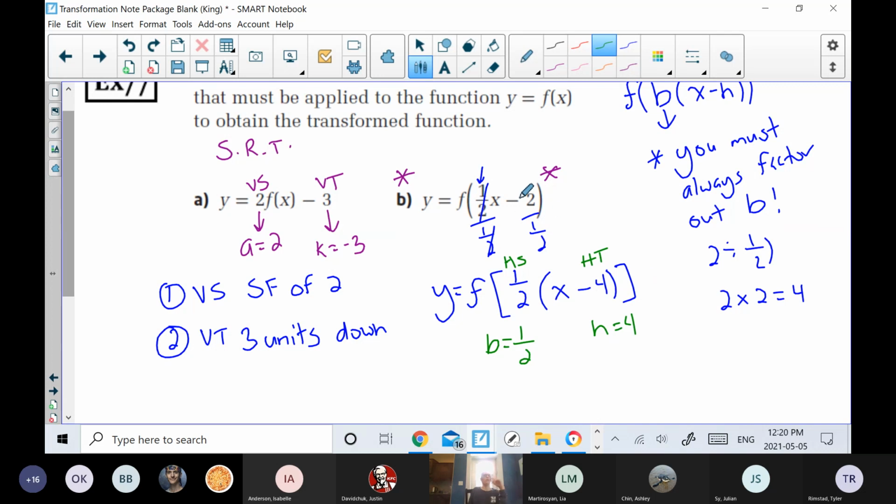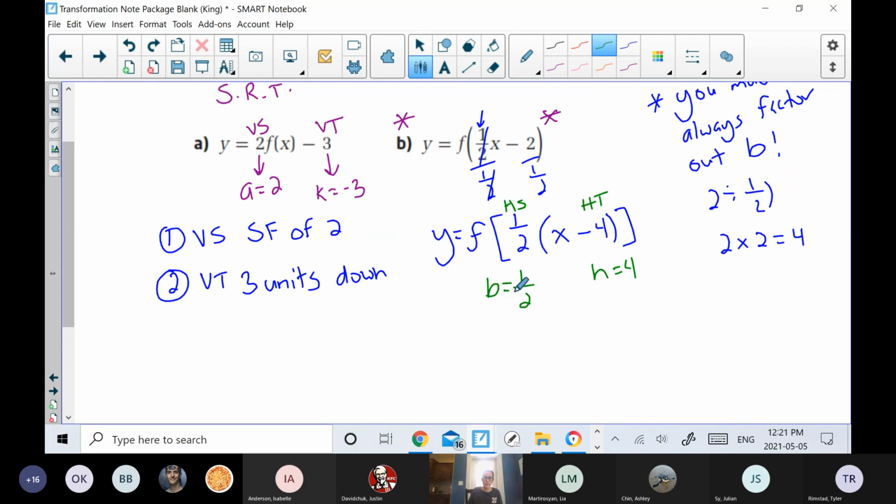So that's why I was saying, if you were doing this question and you forgot to factor out the B, you would get the stretch right, but students would tell me if they forget to factor out, they'd say it's a horizontal translation 2 units to the right, and they'd get it wrong, right? So they'd only get half marks for this question.